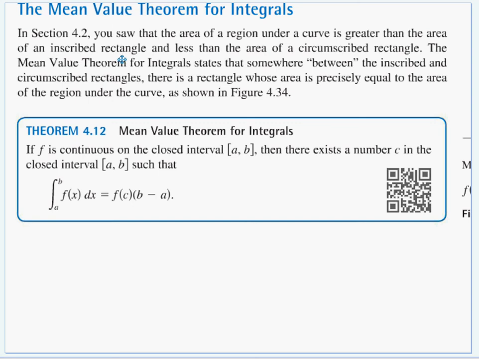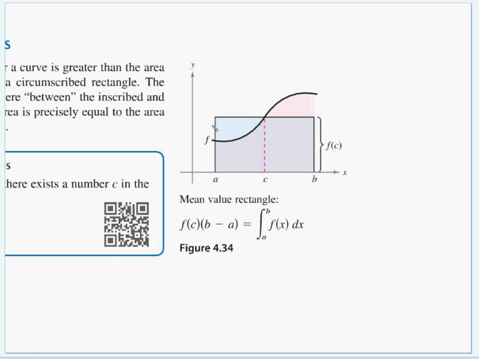The mean value theorem for integrals states that somewhere between the inscribed and the circumscribed, there is one perfect rectangle whose area is precisely equal to the area of the region under the curve. So again, here, this area under the curve, we could break that up into some number of rectangles and come up with a pretty good estimate, either over or under. The mean value theorem says there is one perfect rectangle, that this rectangle that I'm tracing around in blue has the exact same area as is under this curve.